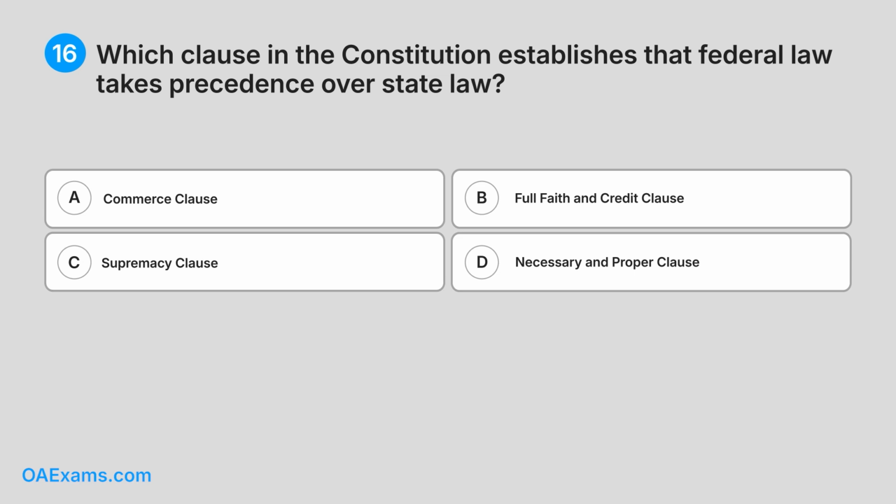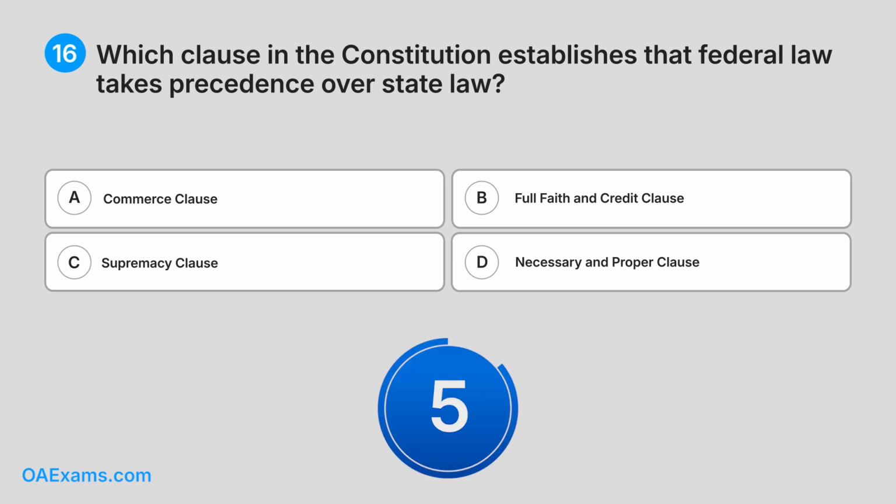16. Which clause in the Constitution establishes that federal law takes precedence over state law? A. Commerce Clause. B. Full Faith and Credit Clause. C. Supremacy Clause. D. Necessary and Proper Clause. What do you think is the answer?